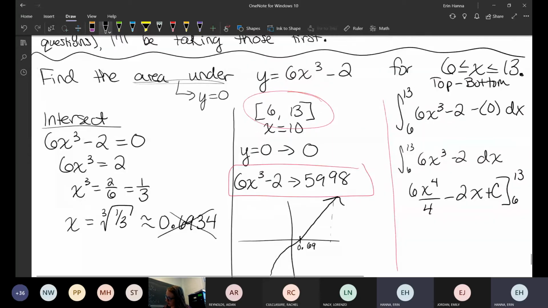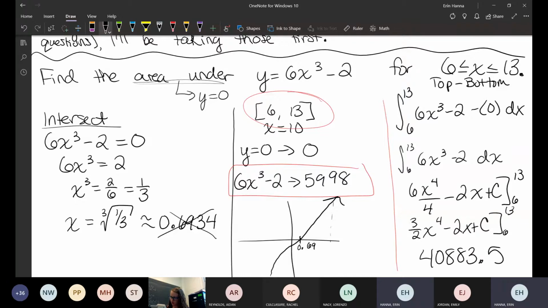So that could reduce to 3/2. And this is where we would have to plug in the top bound and plug in the bottom bound. But this integral turns out to be 6x cubed minus 2, 40,883.5.